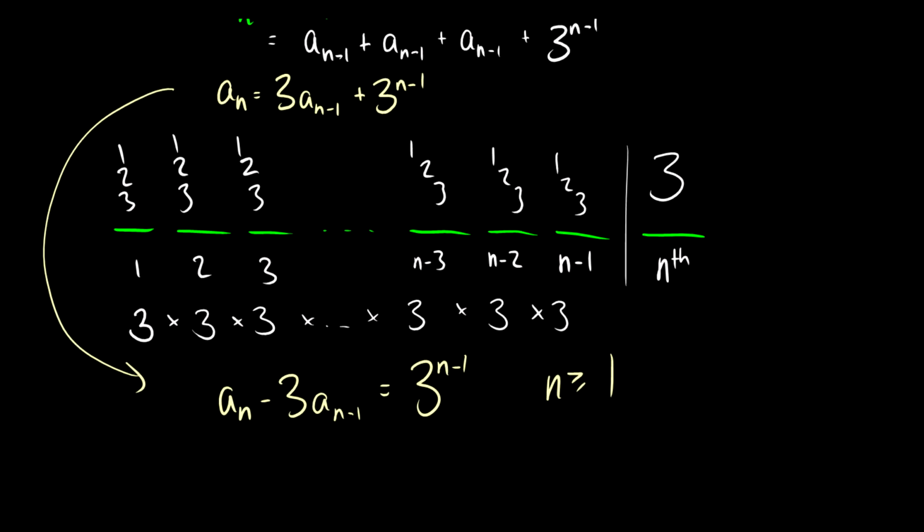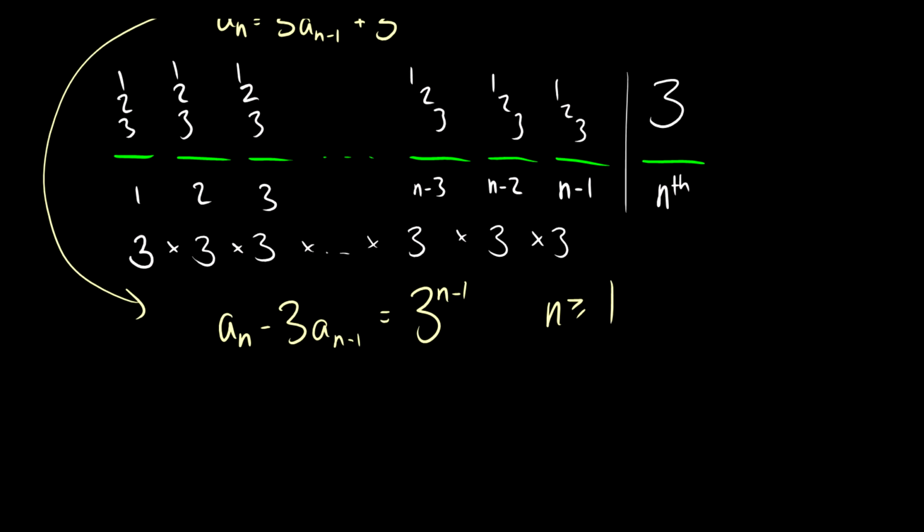And what are the initial conditions for this? Well, for a_0, we only need a_0 as an initial condition. How many strings of length 0 are there? There's 1. So how many strings of length 1 are there going to be? Well, it can be 0, 1, 2, or 3. So there should be 4.